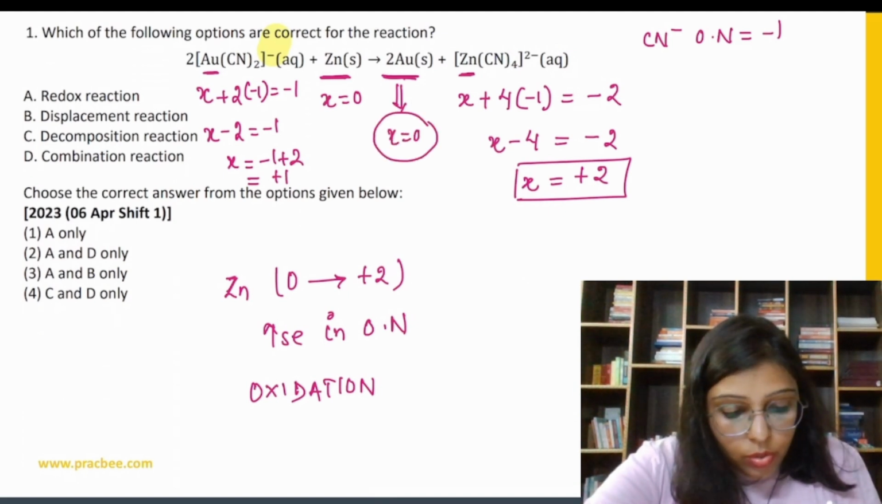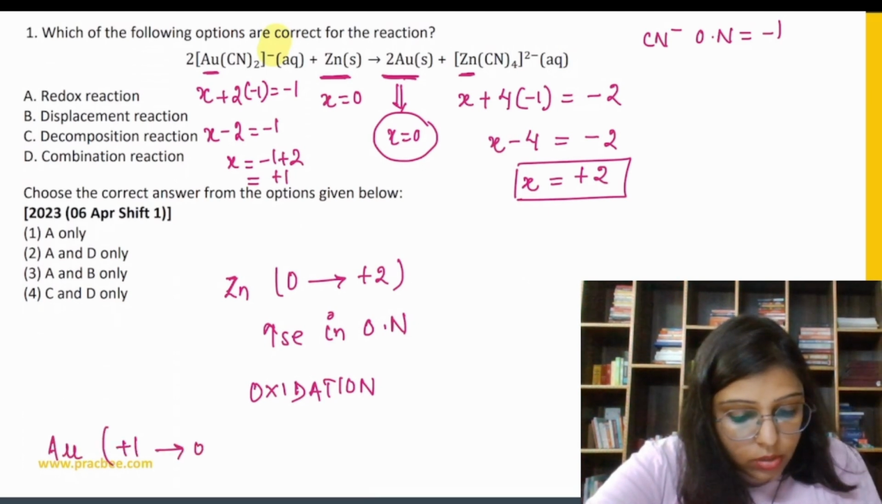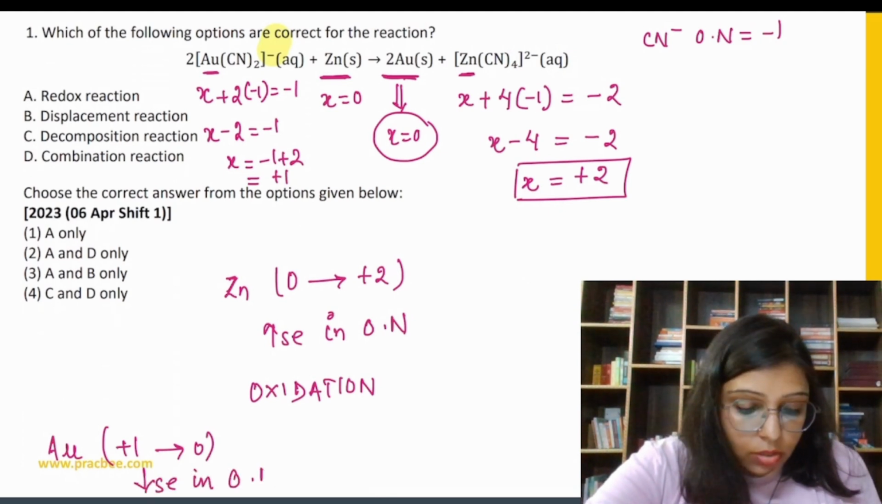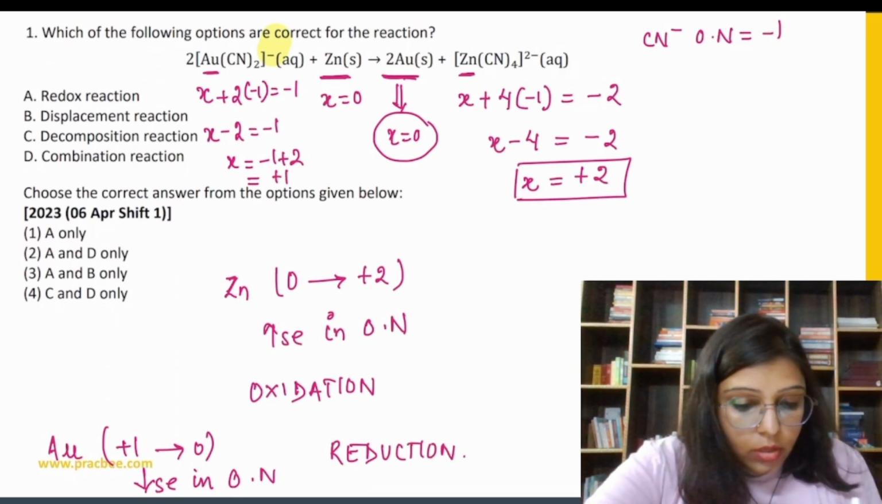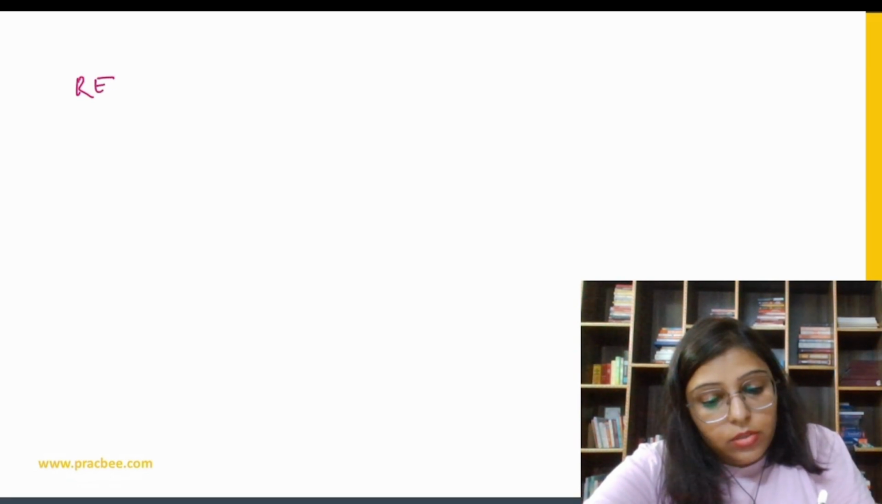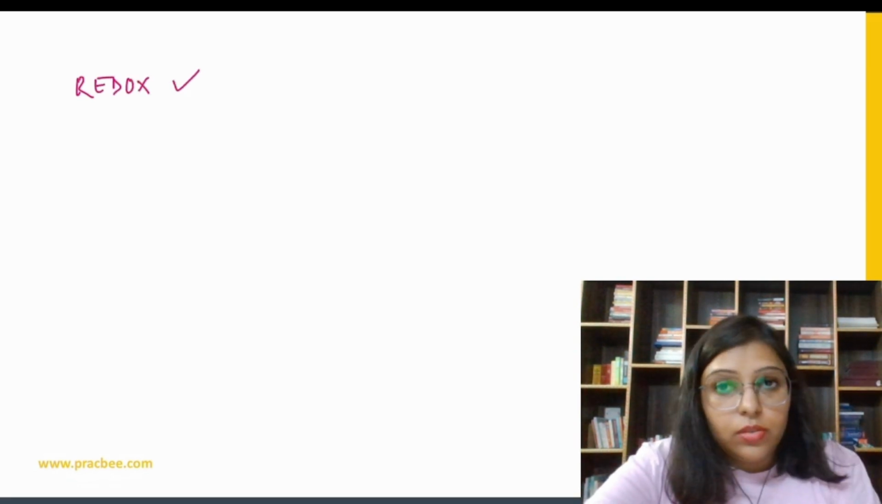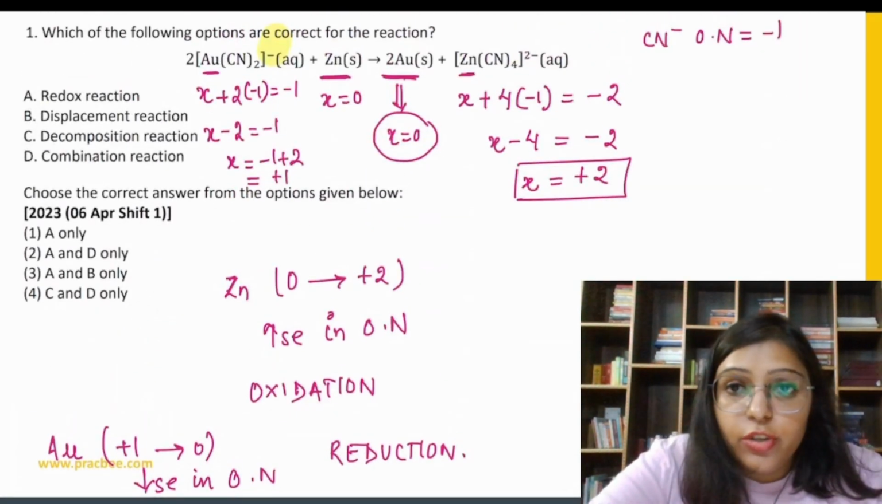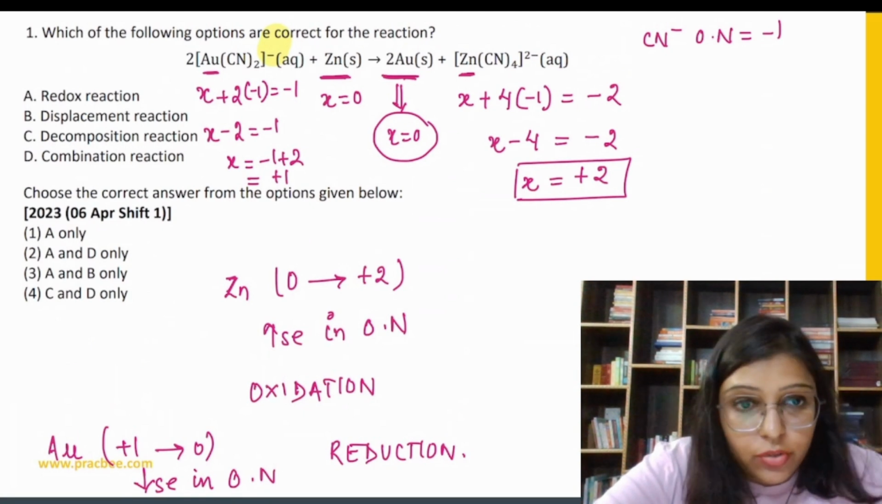So gold goes from +1 to 0 oxidation state, which is a decrease in oxidation number, and a decrease in oxidation number means reduction. So the above reaction is redox. Now we have the options: displacement reaction, decomposition reaction, and combination reaction.